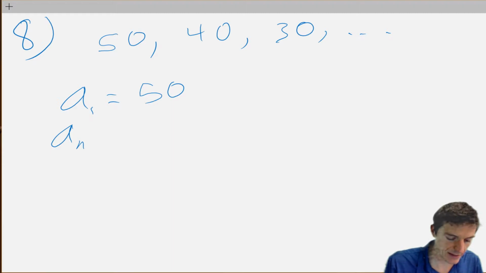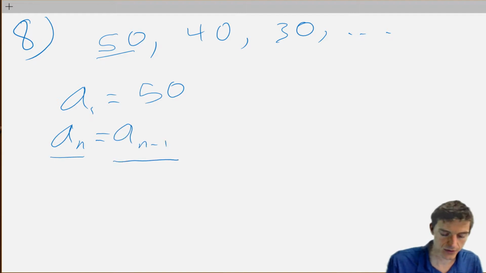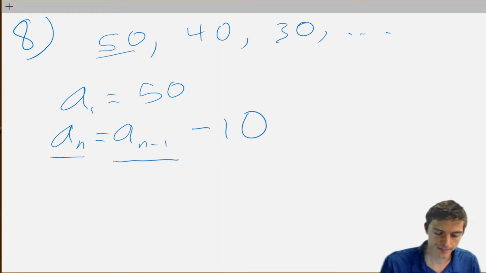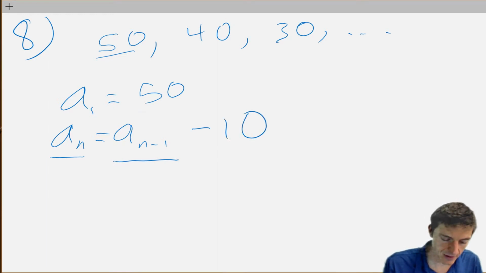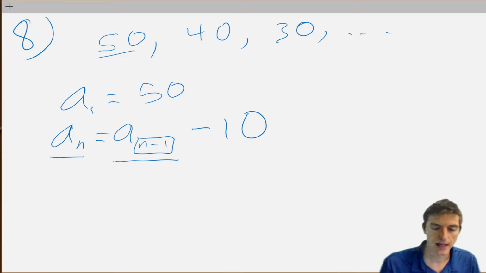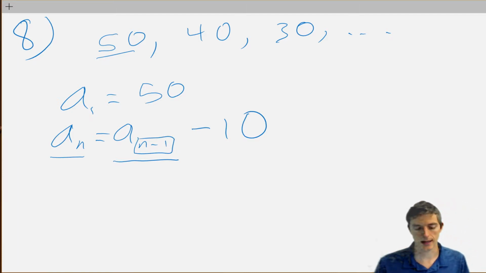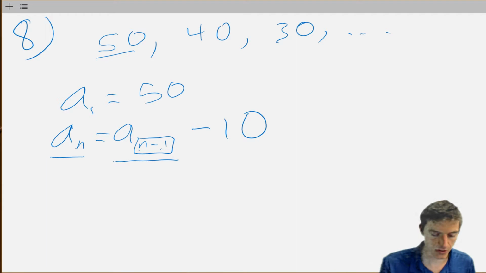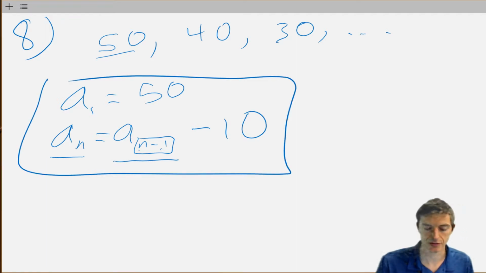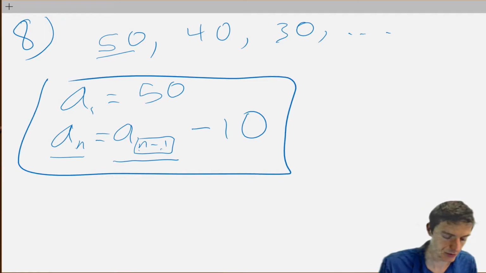Here's the second part you need. So this sequence starts at 50. What's happening each time? It looks like I'm subtracting 10. So to get to the next term, I take the term before it. That's what that a sub n minus 1 means. And all I'm doing each time is subtracting 10. Now remember, this part down here is just notation, and it doesn't mean that I'm actually subtracting 1. That just means the term before the term I'm actually trying to find. So these both are the recursive form for that sequence.